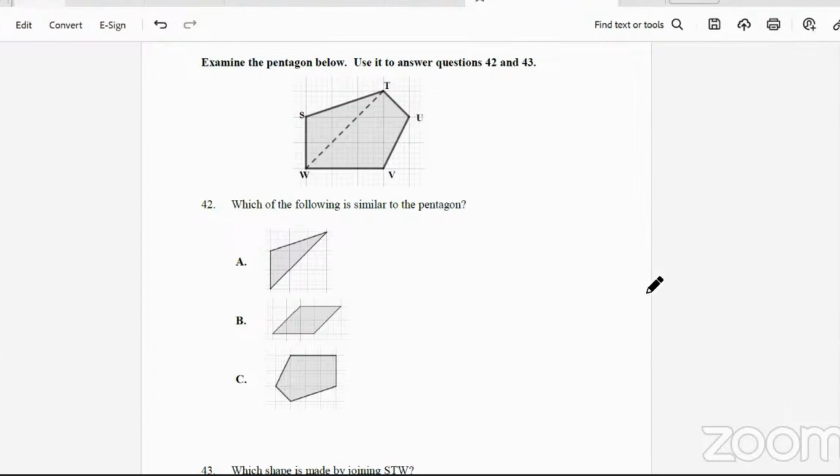So it could not be the triangle, okay, because that has 3 sides. This shape also has 1, 2, 3, 4. So the one that's similar to the pentagon would be 1, 2, 3, 4, 5. Another 5-sided figure for the pentagon. This one. Okay, the answer is C.